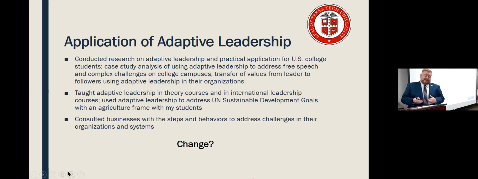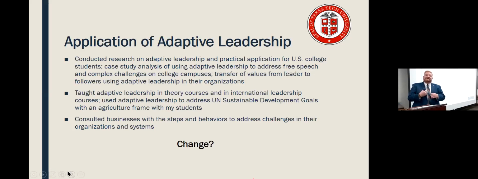I've taught adaptive leadership in some of my courses that I teach here at the university. In particular, I taught an international leadership course this year, and we used adaptive leadership to look at and examine the United Nations Sustainable Development Goals. And my students, as part of their final project, had to use adaptive leadership to see how they might solve some of the challenges and some of the goals expressed through the Sustainable Development Goals, through an agriculture lens.